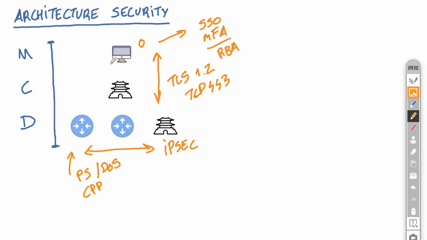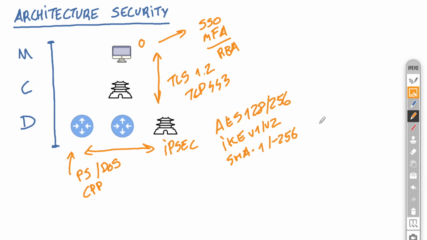Now, the operators can set the security policies across the VPNs, but you do have the option to secure things with AES 128 or 256. You can use IKEv1 or v2 and SHA-1 or 256 for integrity.